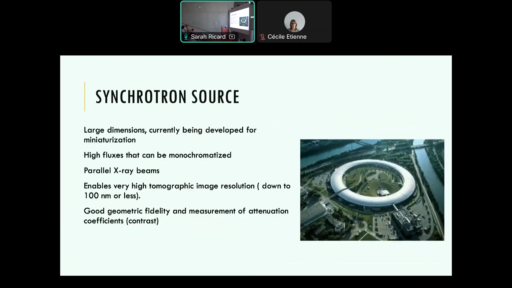And here, close to here, we have the chance to have this very large structure, as you can see here. The dimension is gigantic. The inner part of the circle is 830 meters, so it's a gigantic structure.